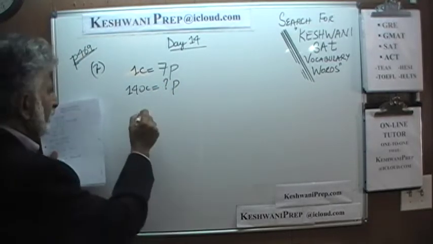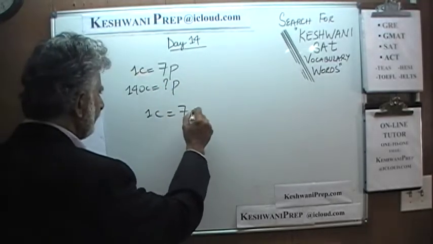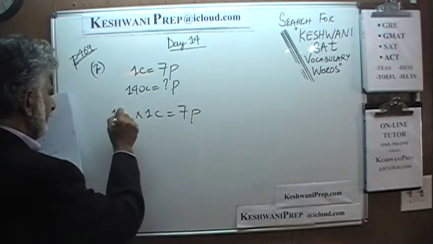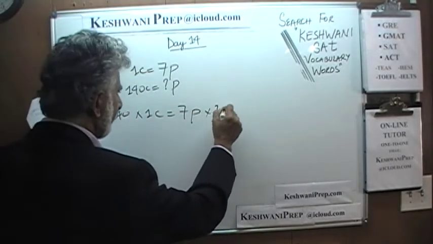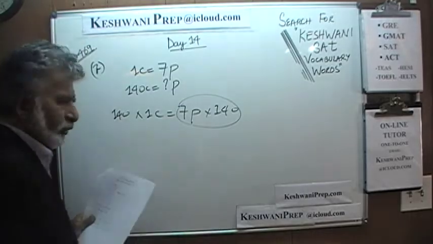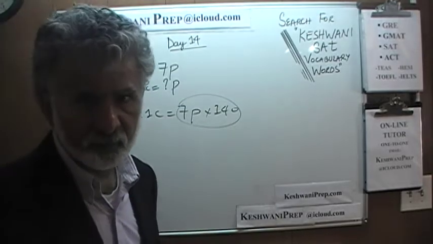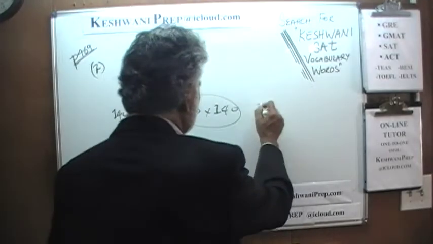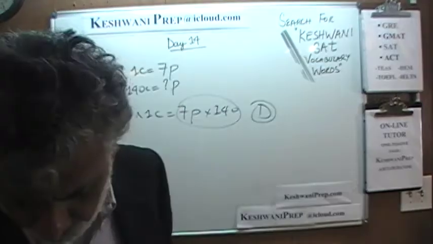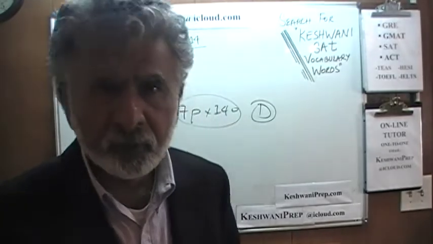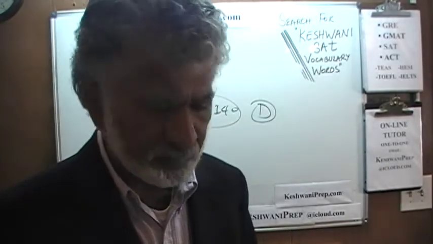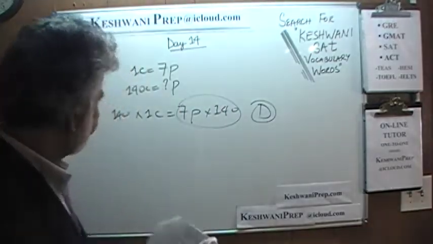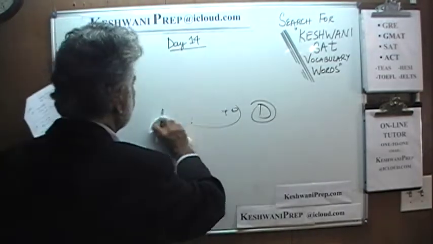It's very simple. If 1c is equal to 7p, then 140c must be 140 times this amount. As you look at the answer choices, the only answer choice that makes sense here is D. You don't even have to do it out to see what it comes out to be. It'll be a waste of time. You can see all the other A, B, and C are not going to make sense. The answer is D.